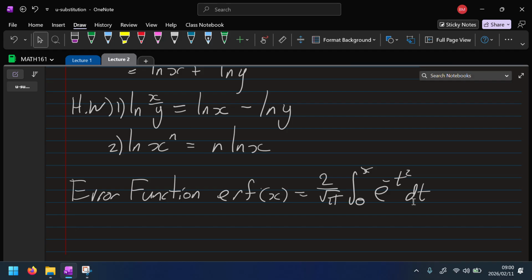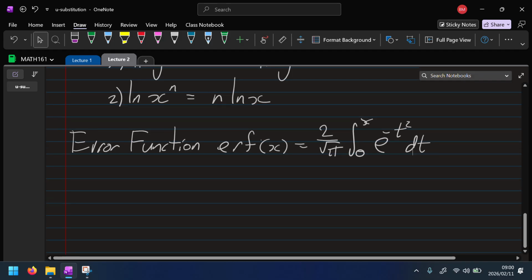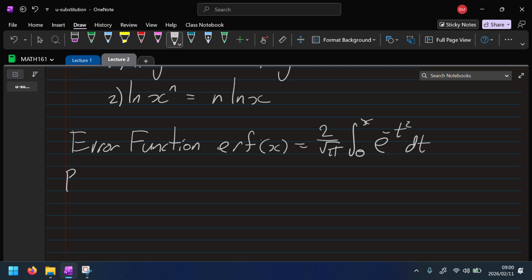So the previous example was just a little introduction. This one, you cannot write it any other way. It can only be written as this integral. There's a few others that you'll see later on in engineering, but this is just a simple one for us to look at. We want to prove some of the properties. The first one, prove that this error function is an odd function.